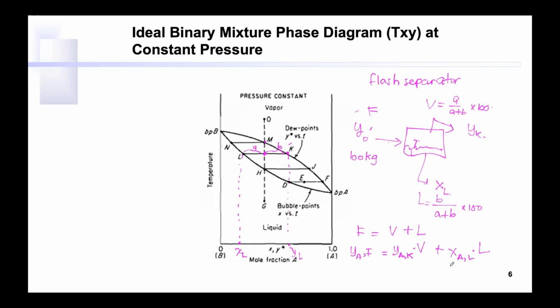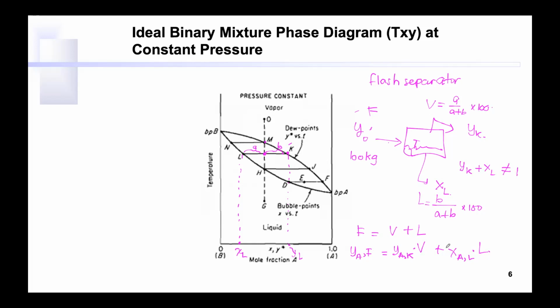So Kevin asked why YK plus XL is not equal to 1. It won't be equal to 1, but what is equal to 1 is the component balance. Yes, Bu, I understand. Okay, but that's a very good question.